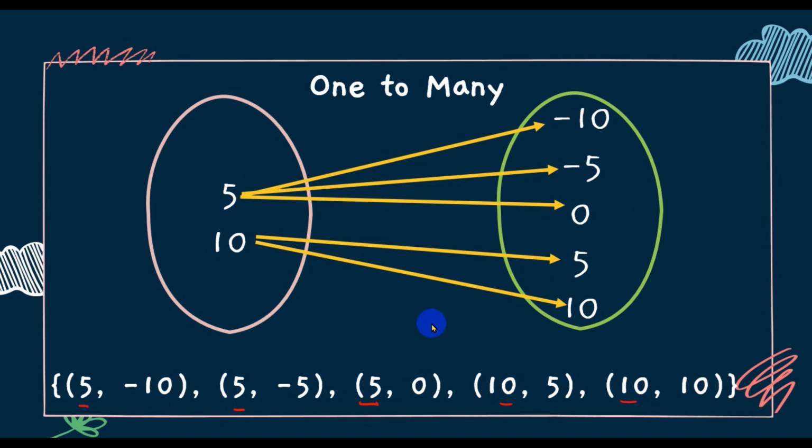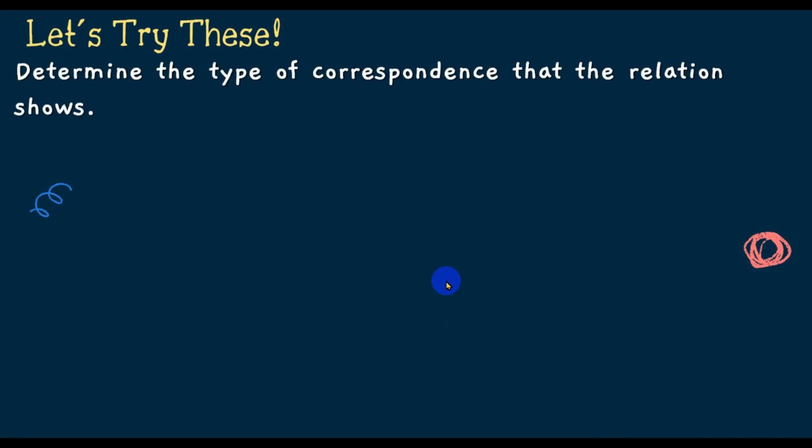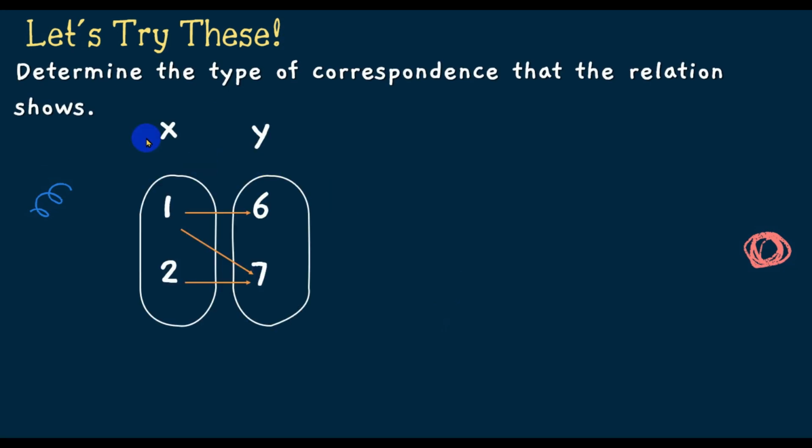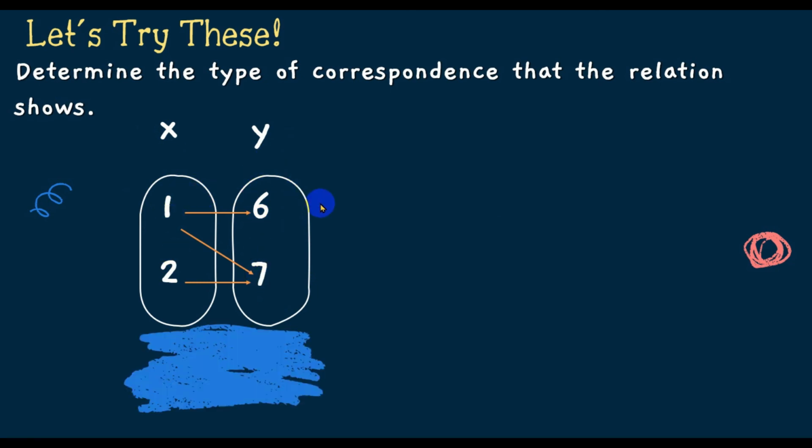Okay? So, let's try to determine the correspondence of the following relation here. Item number 1. So, we have x and y. Tingnan po nating mabuti. Ito bang element sa x? Ilang beses ba siya may kapare sa y? So, meron tayong one item here from x na dalawang beses may kapares doon sa y. So, what do we call this? This one item has many pair with the y. So, one to many po siya.